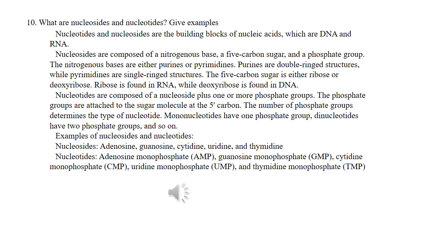Purines are double-ringed structures, while pyrimidines are single-ringed structures. The 5-carbon sugar is either ribose or deoxyribose. Ribose is found in RNA, while deoxyribose is found in DNA.